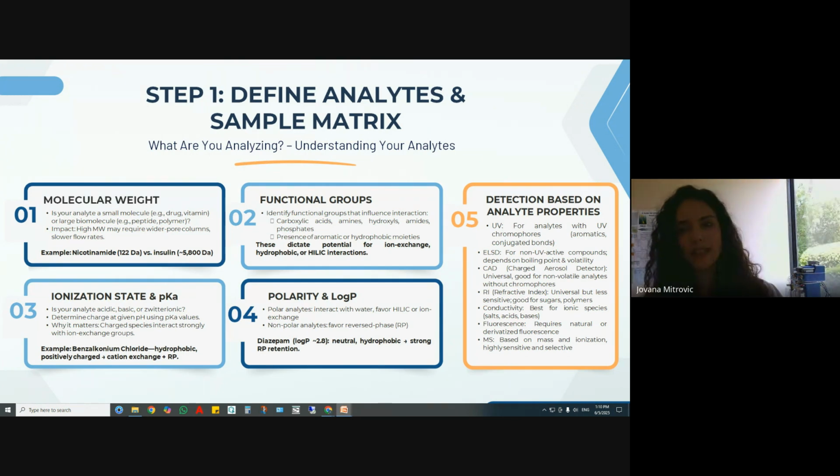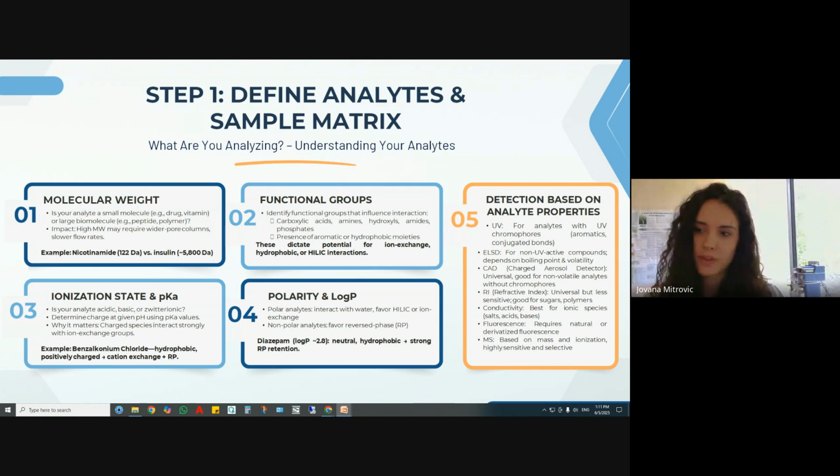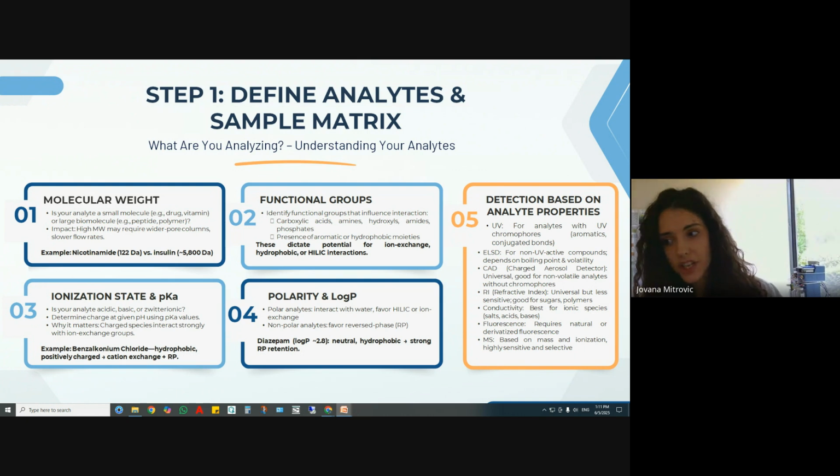Next, let's think about functional groups. Look closely at the analyte's structure. Does it have, for example, carboxylic acids, amines, hydroxyl groups, or aromatic rings? These functional groups influence how the analyte interacts with the stationary phase. For example, carboxylate groups might favor anion exchange interaction, while aromatic rings can participate in pi-pi interaction with certain columns.